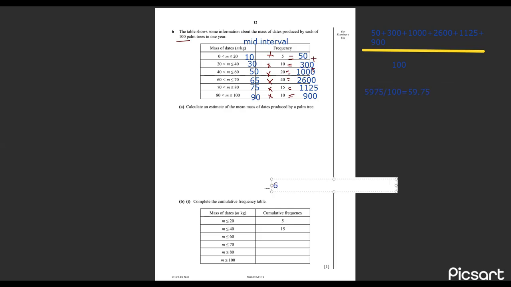Okay, so here it will be 59.75. And here we want you to make the cumulative. It's clear from its name that we have to cumulate it. So 5 and 10, which equal 15. The first one is 5, then the second one is 5 and 10. The third one, 5 and 10 and 20, here is equal to 35.